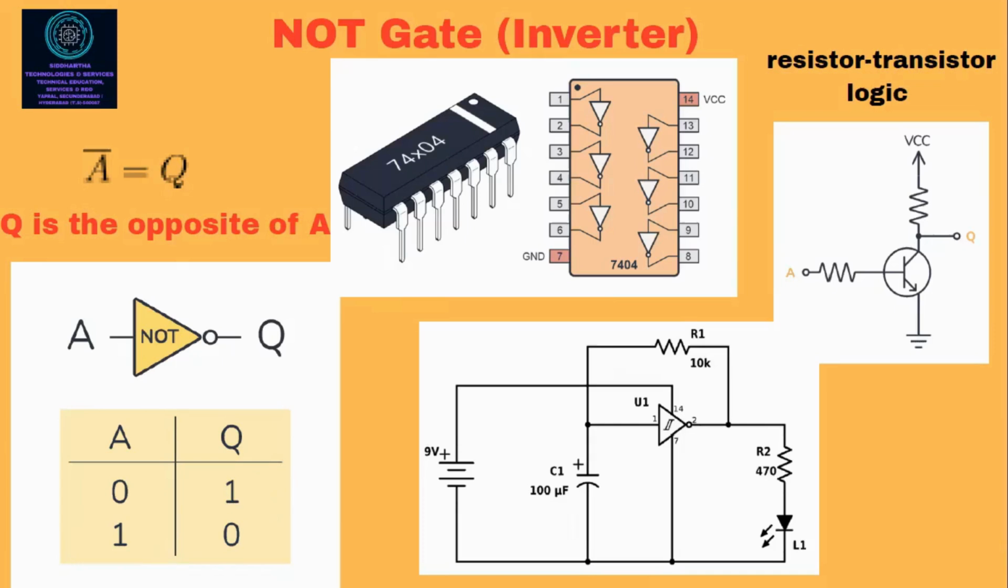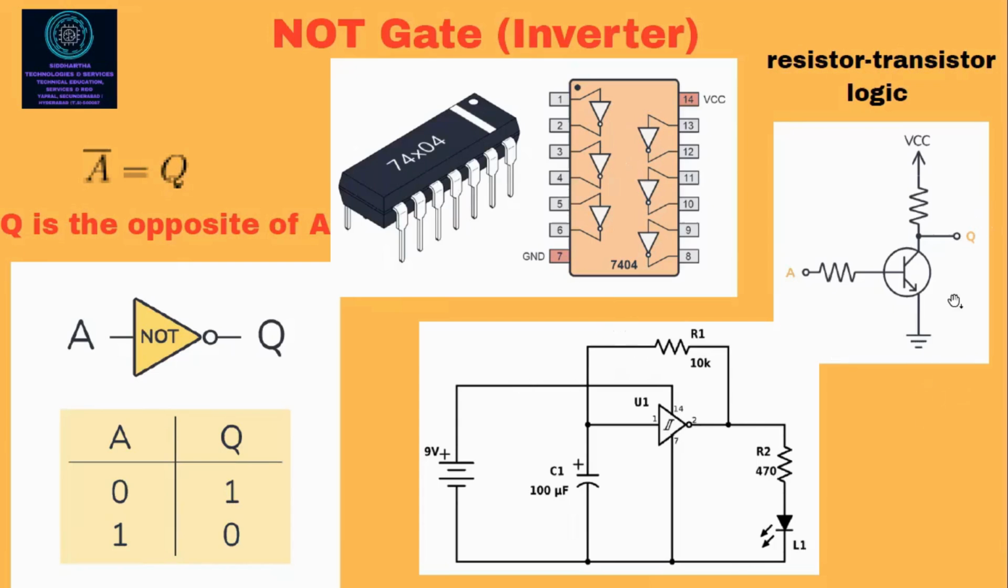One more thing you can see here: we have used the 74LS04. This is the IC which has 6 gates inside, that is the 7404 series IC. This is our diagram. According to this, we will build it and I will show the output.